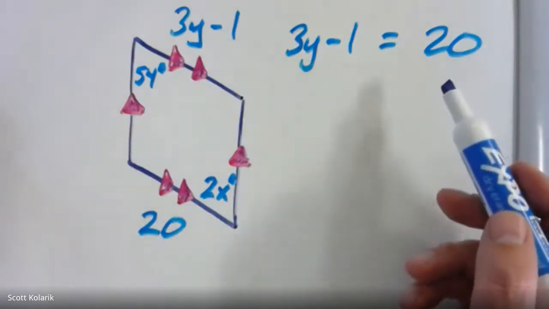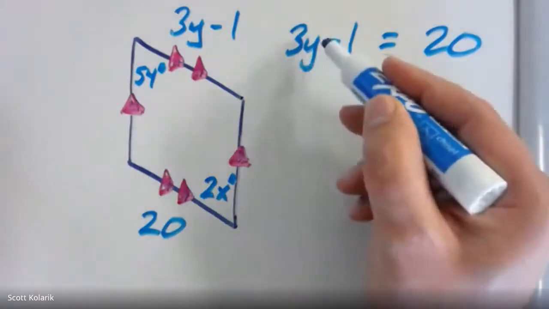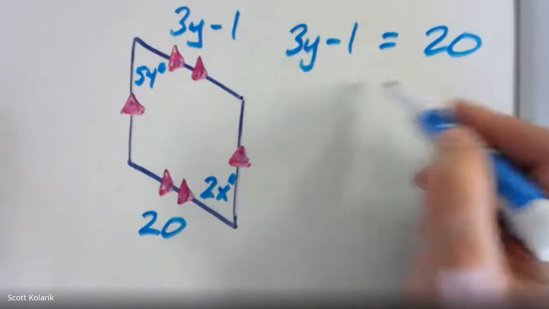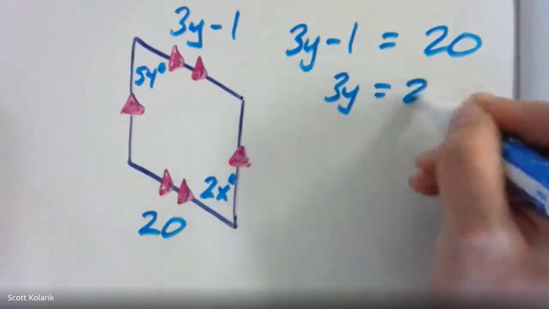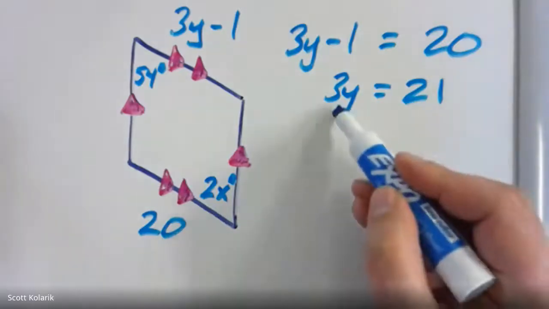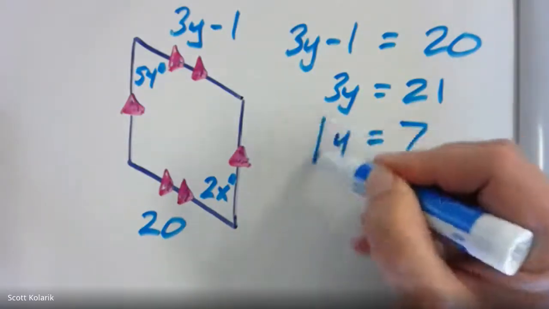My job in this equation is to solve for y. So my job here is to get y by itself. I would do that using my regular inverse operations. I would add 1 to both sides so that 3y equals 21. Then I would divide both sides by 3 to find out that y is in fact 7.